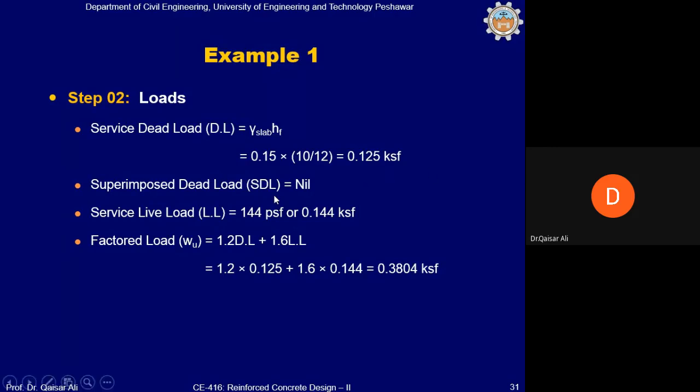Okay, the service live load. A service live load of 144 pound per square foot is given in the example. With these two, the service dead load and service live load, we will calculate the ultimate load: 1.2 times 0.125 and 1.6 times 0.144. This gives us 0.3804 kip per square foot, which means 380.4 pound per square foot on every square foot of the slab. The load is 380 pound, for which it is to be designed.